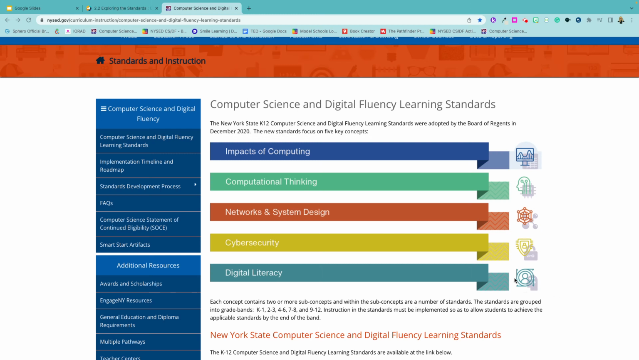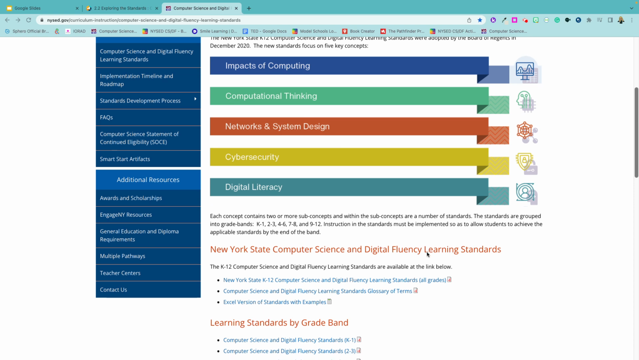So let's take a look at the computer science and digital fluency learning standards concept areas. Each of these concept areas is broken down into sections that will help you organize and think about what computer science and digital fluency is, and really give your students a strong foundation for whatever it is they want to pursue beyond your classroom. What we're going to do is scroll on that New York State Education Department page.